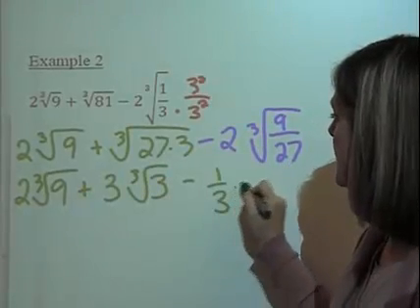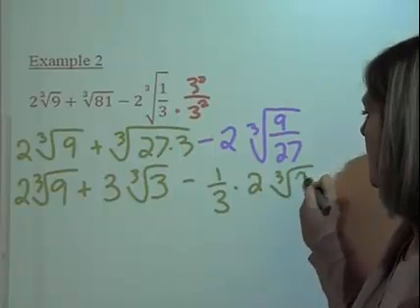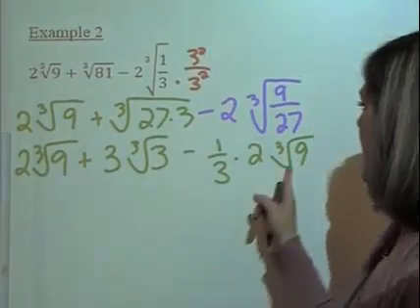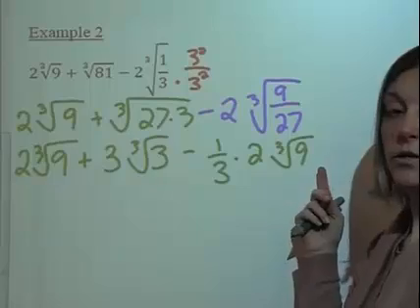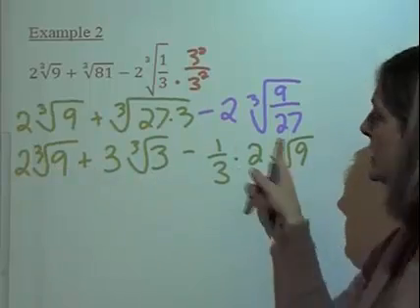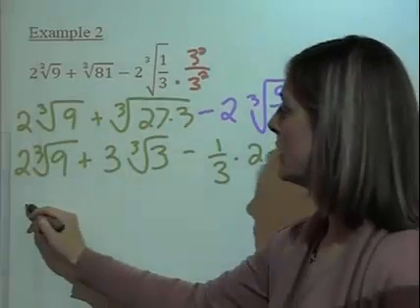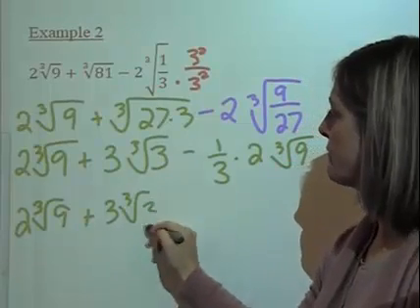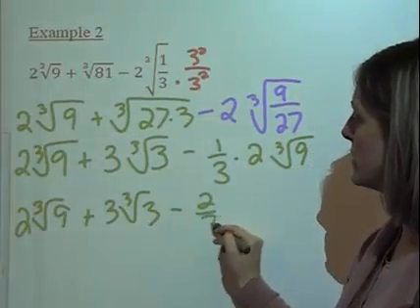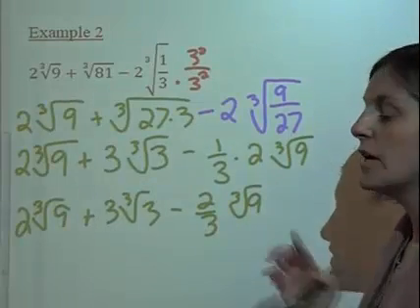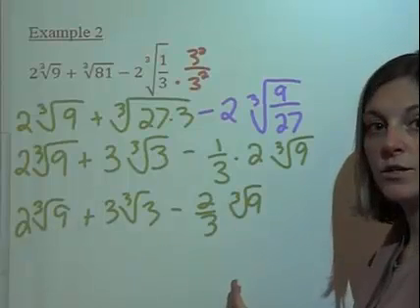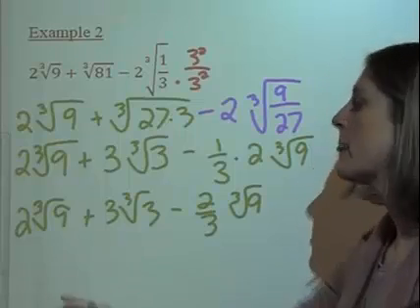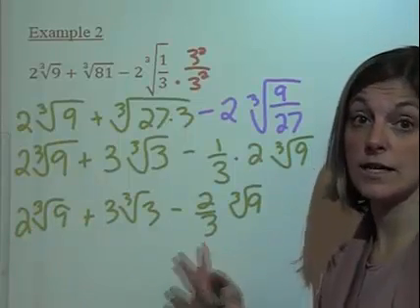So you have 1/3 times the 2 cube root of 9. Okay? Let's just slide this up a little bit. And so now we actually have 2 terms that have the cube root of 9. But let's simplify this one first before we add them. So we have 2 cube root of 9 plus 3 cube root of 3. And then when we multiply these, it becomes 2/3 cube root of 9. So now we have these like terms, and 2 minus 2/3 is going to give us 4/3.